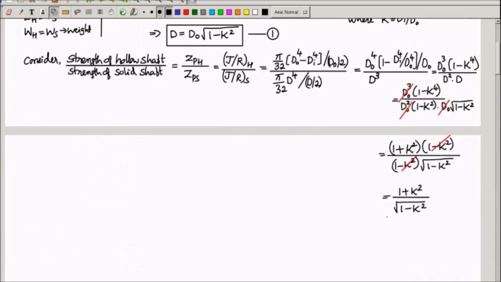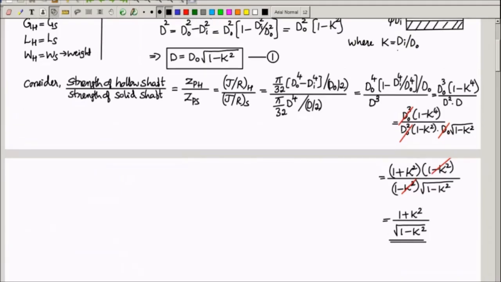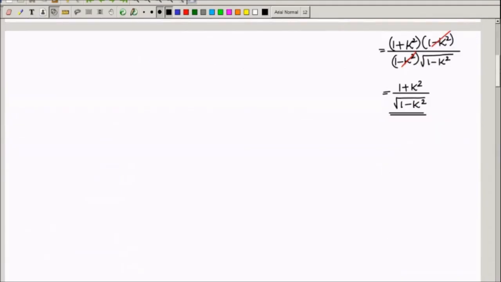Now observe this equation, this ratio. Normally this k is what? It is a ratio of inner diameter to outer diameter, which will always be less than 1. So for any value of k, this ratio will be greater than 1. Right? You substitute any value here, maybe 0.5. 1 plus 0.5 square. The numerator becomes more than 1 and the denominator will be less than 1. So obviously it has to be more than 1.